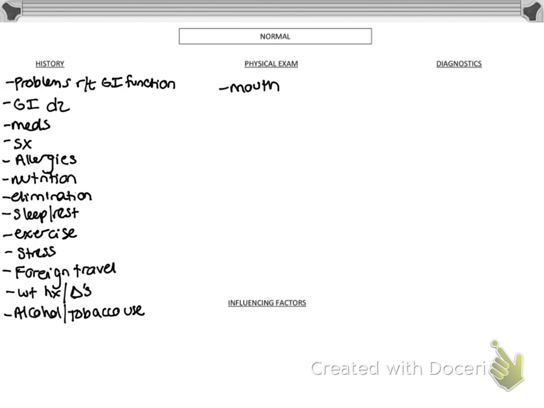On physical exam, we're going to look at the mouth. That goes from the lips and the tongue, the buccal mucosa. We're going to look back at the pharynx, the uvula, all of that area. We're looking for any nodules, tenderness, ulcerations, anything that might say there's something funky going on. We're going to look at the abdomen. What's the first thing we do when we do a physical exam? Abdomen.